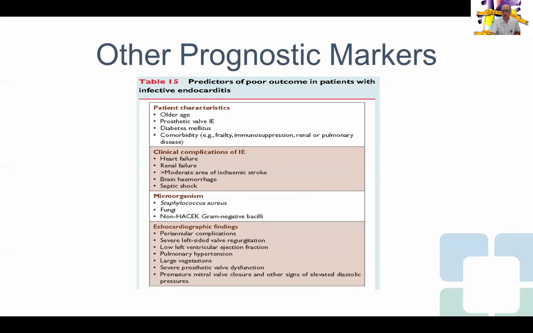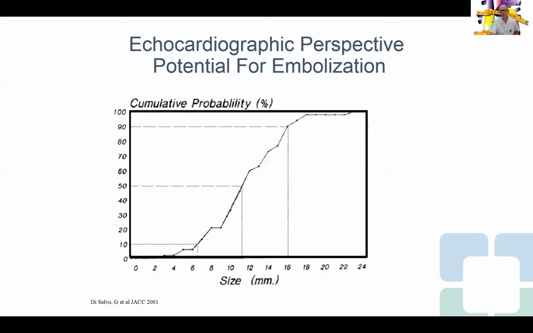Now, other prognostic markers, in addition to imaging, of course: patients who are older, patients who have comorbidities from renal failure to diabetes, the organism that infects the patient is prognostically important. And some of the mechanical complications we see by echocardiography all are contributors to adverse outcomes in this population. Again, these are available for you on the ESC guidelines. You should refer to them. Now, potential for embolization.